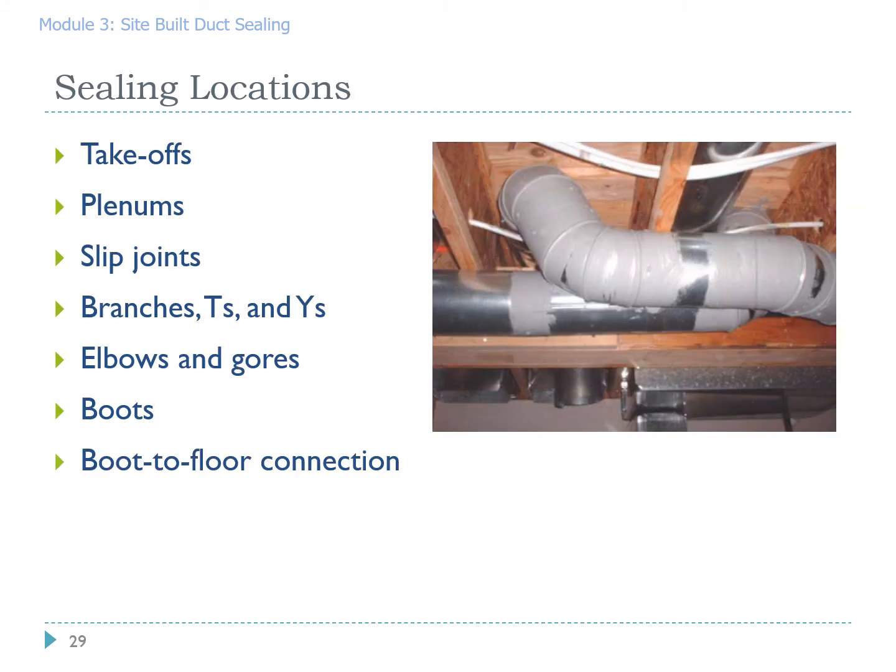The short answer of where to seal is where 2 sections of ductwork come together, or just random dumb holes somewhere in the systems. But obviously, all the takeoffs, the plenums, the slip joints, the branches, the T's, the Y's, the elbows, the flexible part of those elbows, which are called gores, the boots, and the boot to floor connection. Basically, it's where 2 different materials come together in contact.